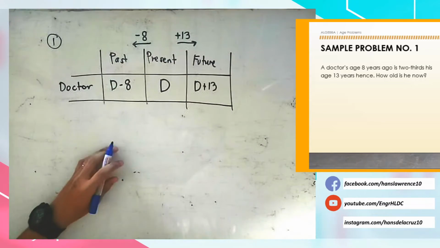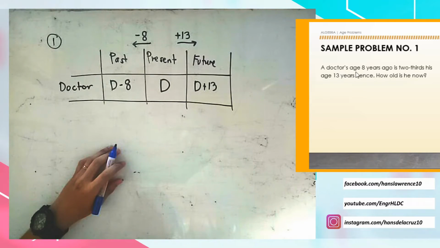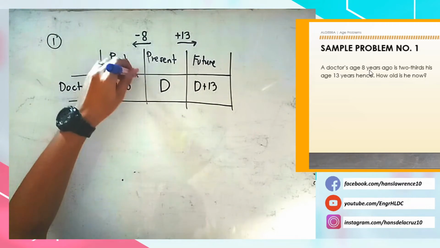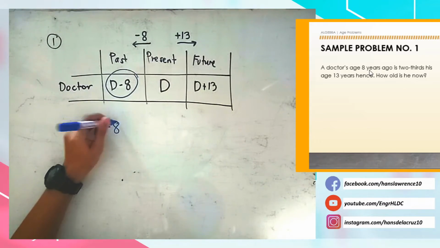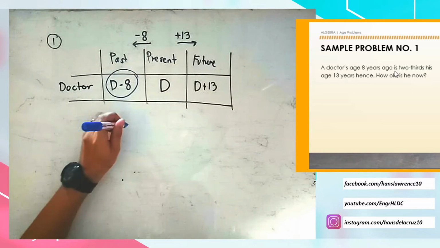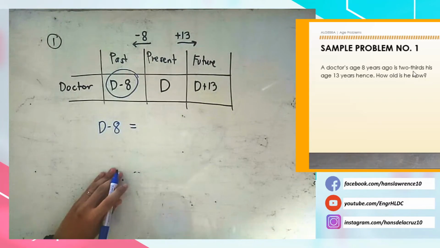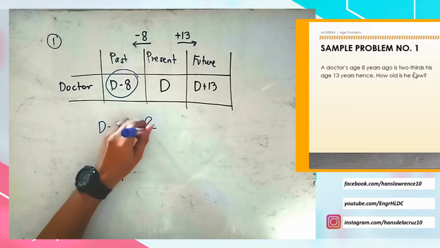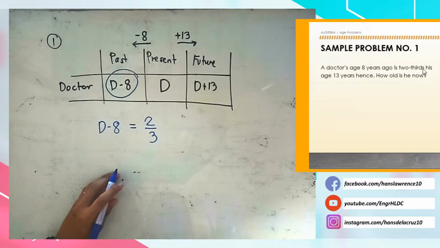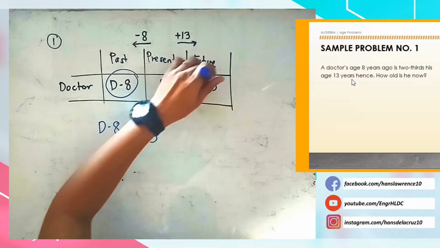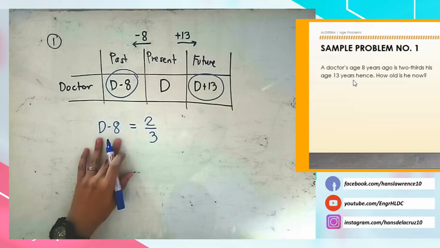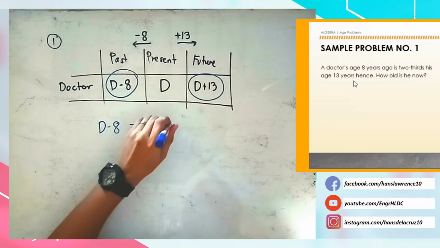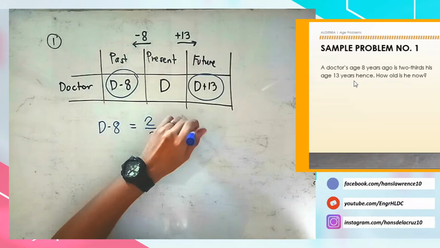Sinabi dito that the doctor's age 8 years ago, which is ito yon. Okay, so ibababa ko yan. So D minus 8 is what daw? So is represents equals. So is 2/3. So lagi ko, is 2/3 daw ng class? Is 2/3 of his age 13 years hence. So asan ba yung age niya 13 years hence? Diba ito yung class? Yung D plus 13. So sabihin, yung age niya 8 years ago, which is ito, is 2/3 nung D plus 13.